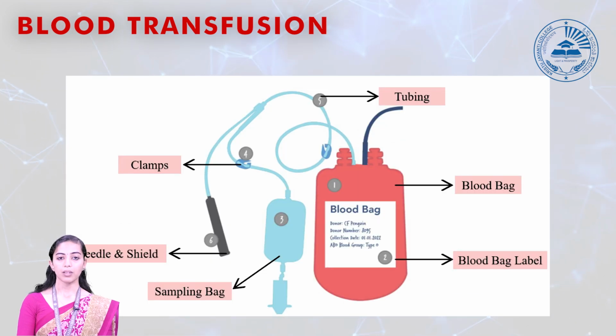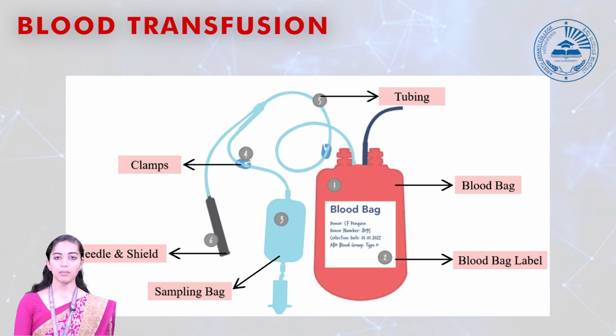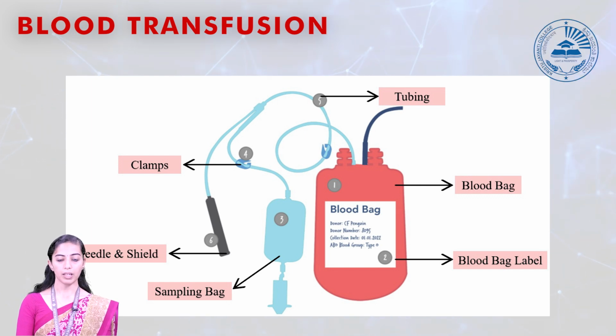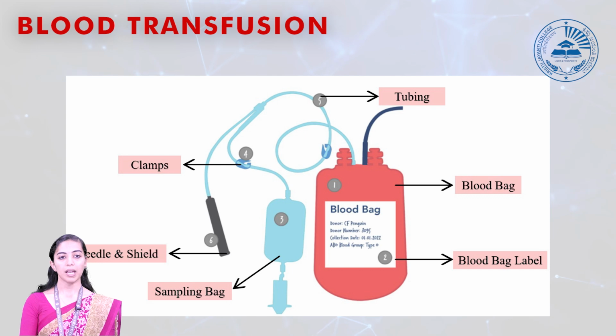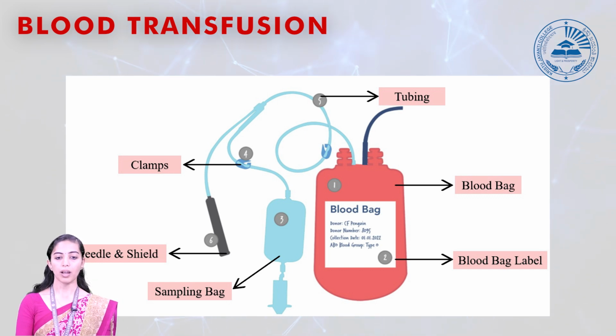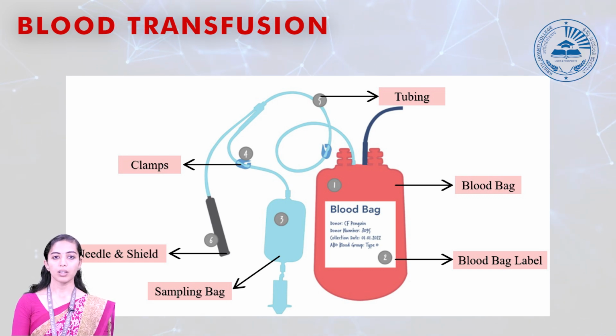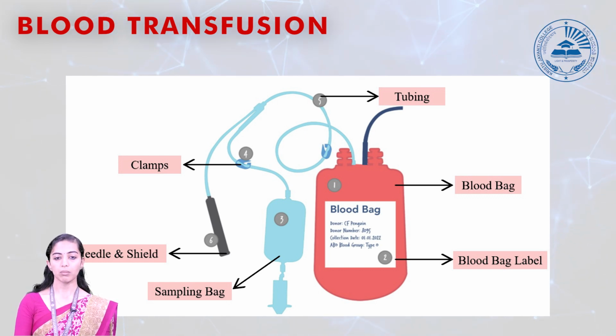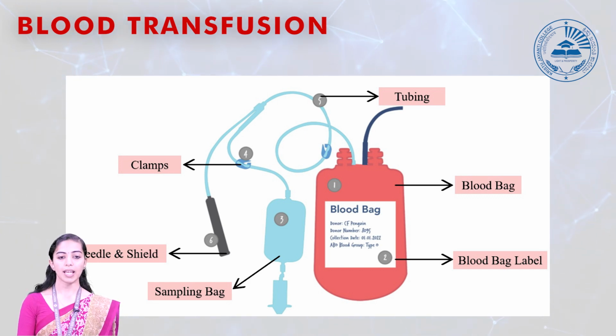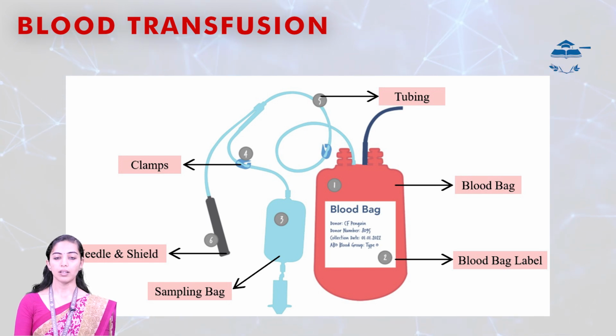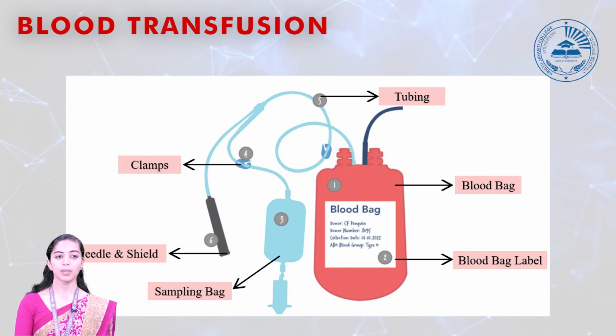This is a blood bag in which we store the blood while we donate blood. There are different parts in the blood bag. The main part is the blood bag itself where the blood will be stored, and on the blood bag there will be blood bag labels which will have the details about the donor, the age of the donor, the blood group, the collection date, everything will be written there. Then there will be a set of tubings along with a few clamps, needles and shields. There will be a sampling bag near the blood bag.